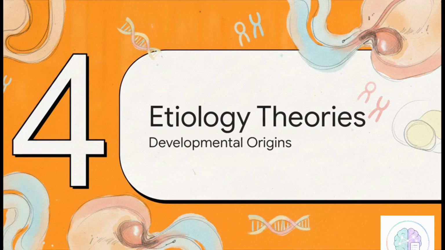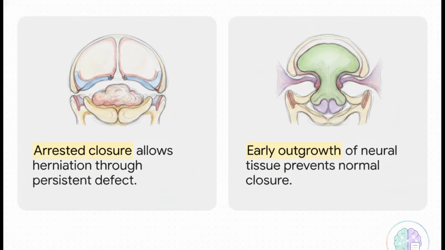Section 4. Theories of etiology. How do these defects even form? The medical literature essentially splits into a classic chicken and egg embryology debate. We have two main theories. Theory 1 suggests there's an arrested closure of the normal confining tissue, which then passively just allows the brain and meninges to herniate through that persistent opening. Theory 2, on the flip side, argues that an early aggressive outgrowth of neural tissue actively blocks and prevents the normal closure of the cranial coverings.